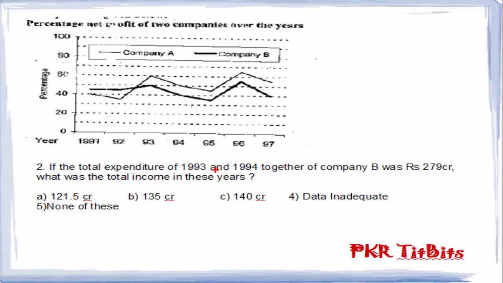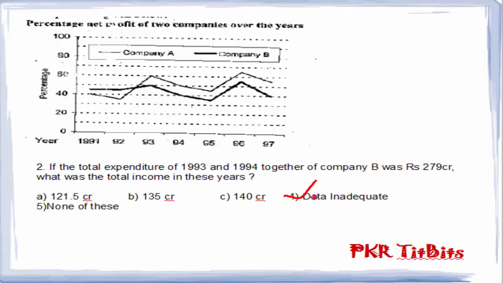If the total expenditure of 1993 and 1994 together for company B was 279 crores, what was the total income in these years? Here we have two expenditures, so we can take them as two variables and one equation. We cannot solve two variables from a single equation. We need a minimum of two equations for two variables. So in this case, we cannot solve it, and it is data inadequate.